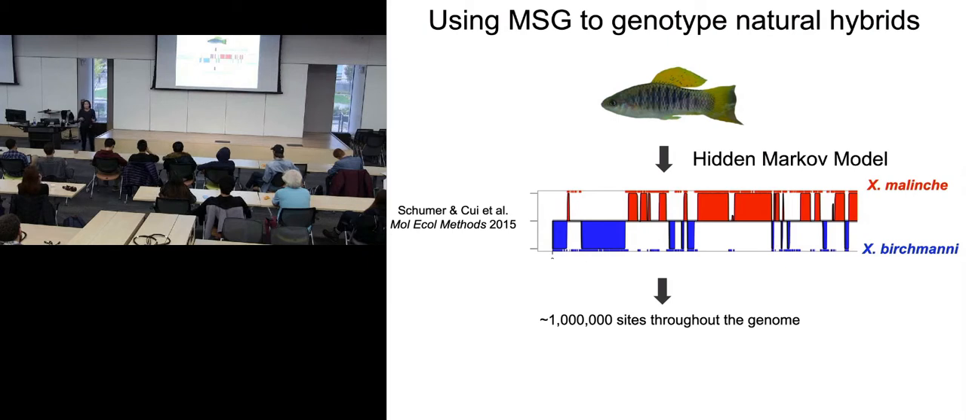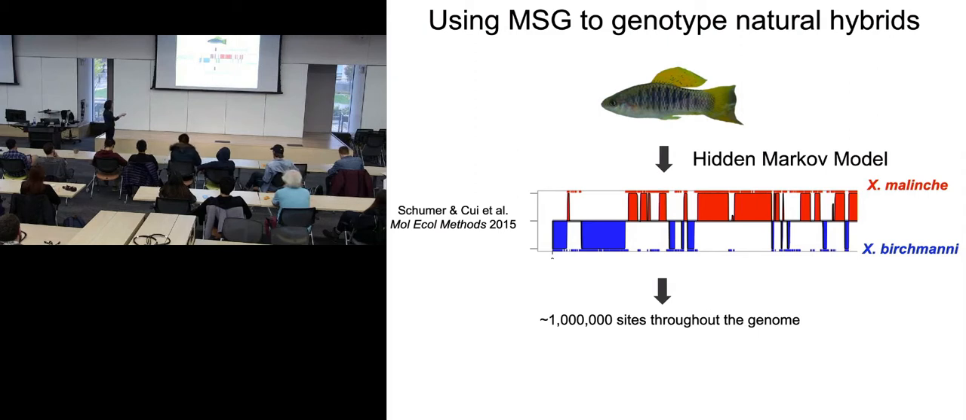And then basically what we do is we take those reads and we map them to both the Malinche and Birchmanii genome. And then we apply a hidden Markov model using our counts at ancestry informative sites that are fixed differences between the parental species to infer local chunks of ancestry.